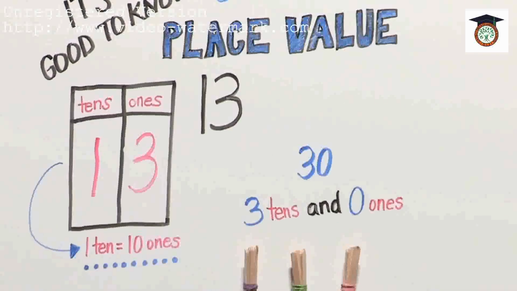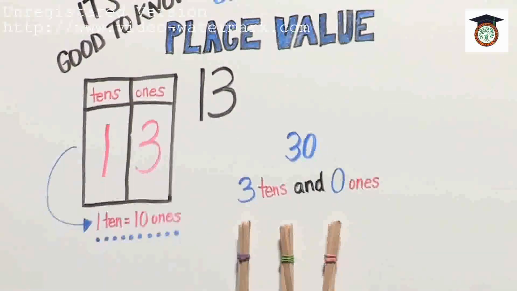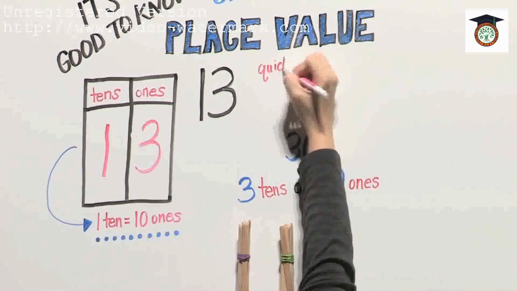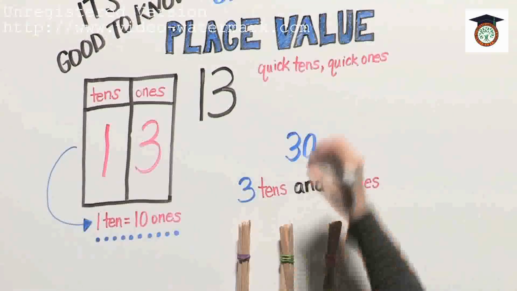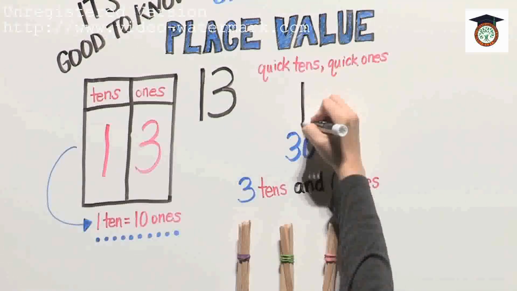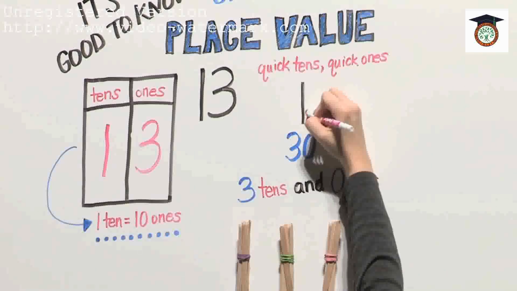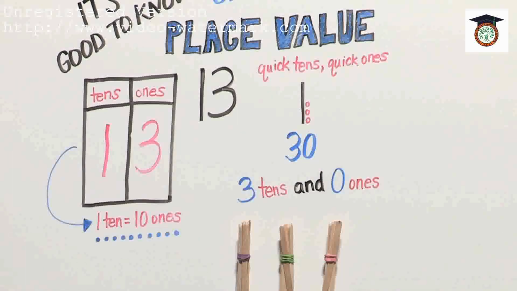Let's go back to our number 13. Once we are comfortable with bundles, we use quick tens and quick ones as our simple math drawings. Quick tens are sticks, and quick ones are circles. When we take apart 13, we have 1 stick and 3 circles.